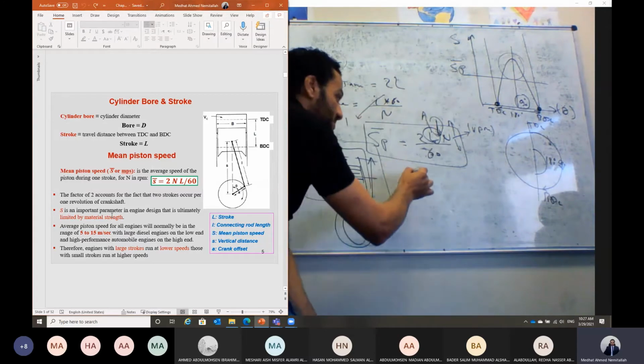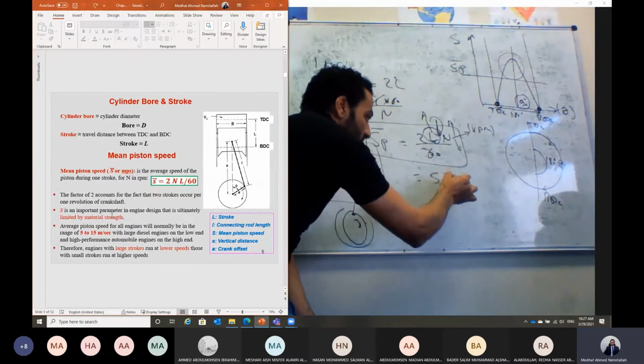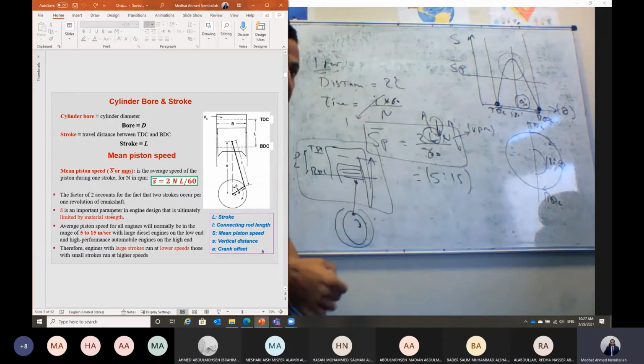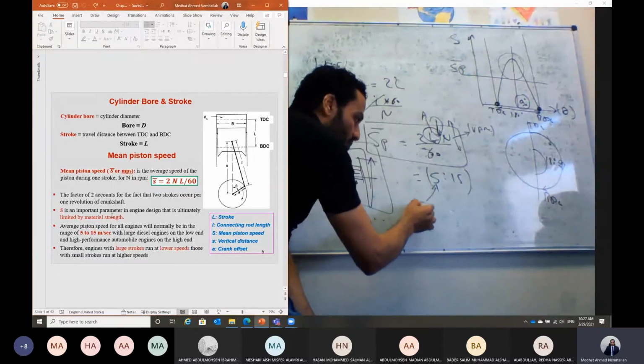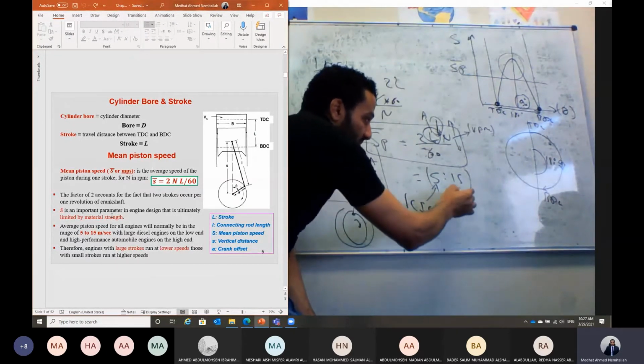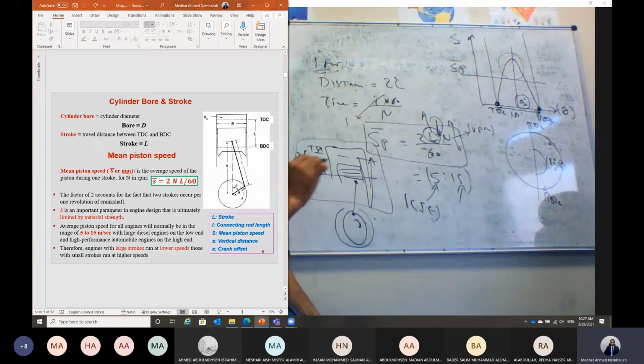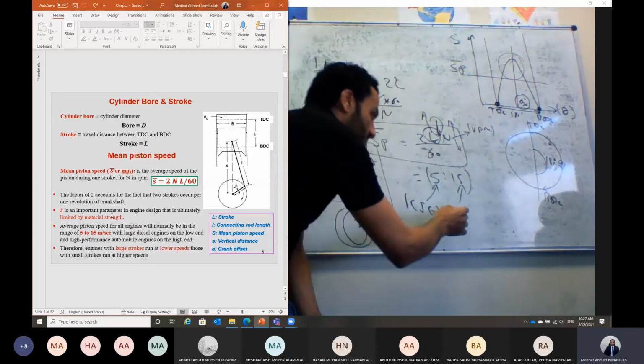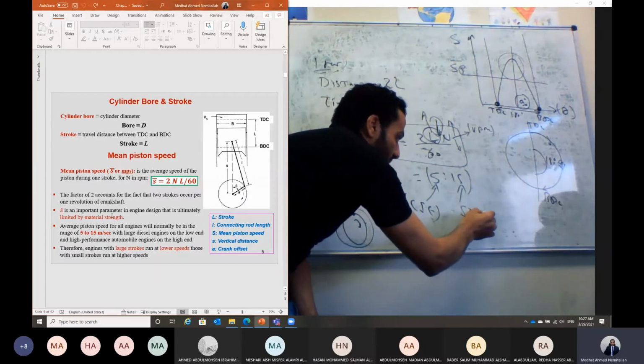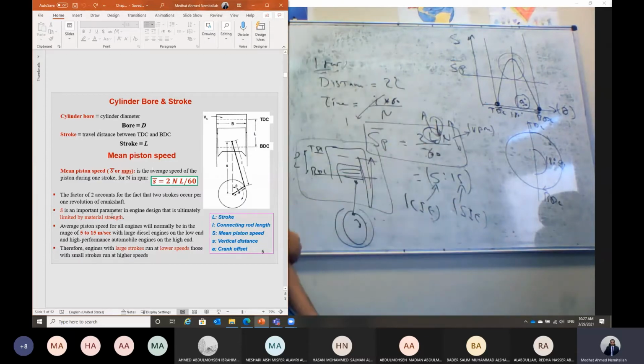And usually, Shabab, this mean piston speed ranges between 5 up to 15. This 5 is in the case of a compression ignition engine, and this 15, which is the highest value of mean piston speed, is because in the case of a gasoline engine, the engine is traveling at higher speed. So in the case of a spark ignition engine, it can approach a value of 15.